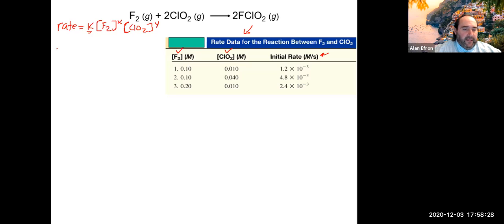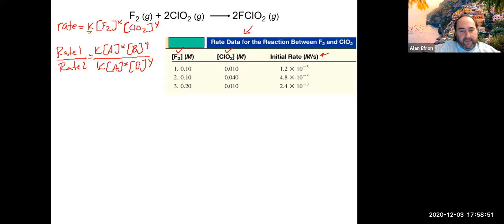So we could use this formula here where we take the rate 1 over the rate 2 is equal to k, a to the x, b to the y, over k, a to the x, and b to the y. So you may be asking, what is all this? You would typically go to this table, and you can see in this particular table, there's actually 3 entries for 3 different experiments that were done. And rate 1 and 2 does not necessarily mean you take the first and the second entry in the table. It just means that you pick 2 entries from the table.